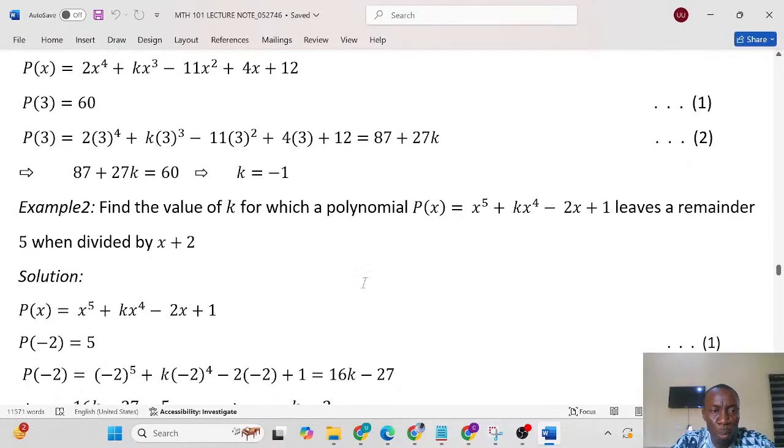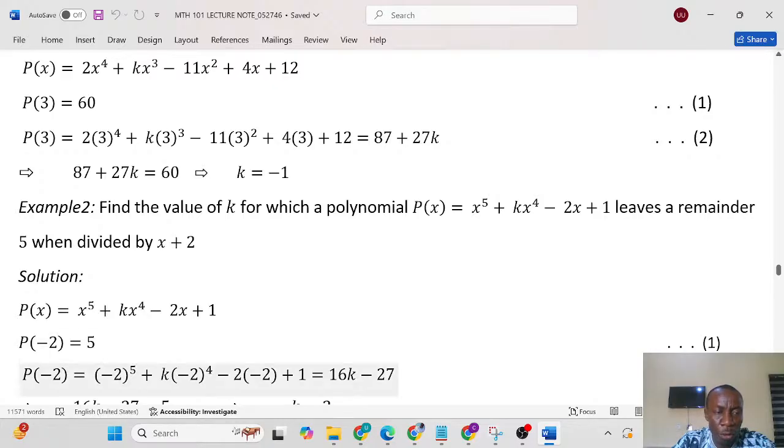Now we come to example 2. Find the value of k for which the polynomial p of x equals x raised to power 5 plus kx raised to power 4 minus 2x plus 1 leaves a remainder of 5 when divided by x plus 2. In this case, if you pick your x plus 2 and equate to 0, it will give you the value of your c to be minus 2. So that is why we have p of minus 2 equals 5.